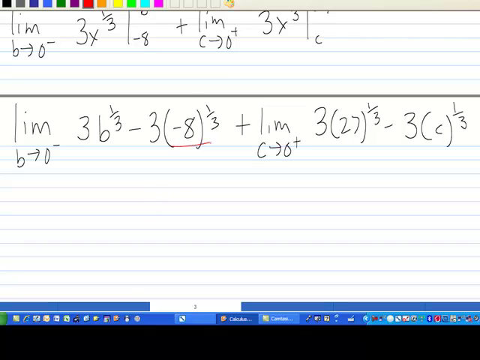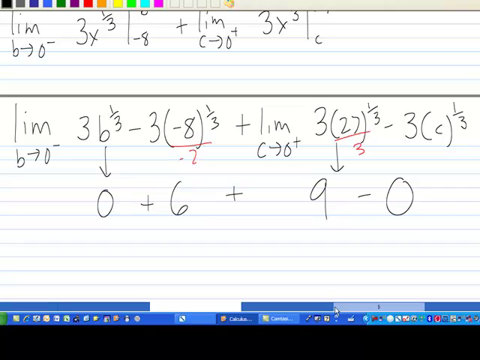-8 to the 1/3 is just -2. -2 times a -3 is a +6. What's going to happen when we replace 0 in for b here? It's going to become 0. Plus the cube root of 27 is just 3, and the problem becomes 3 times 3, which is 9. Minus replacing 0 in for c in the second lower bound gives us 0. So the problem simply becomes 9 plus 6, which is 15.